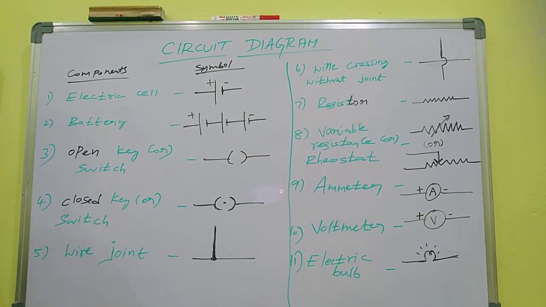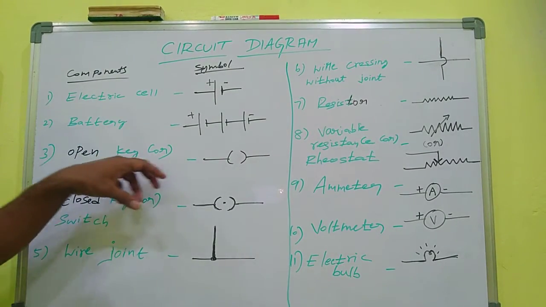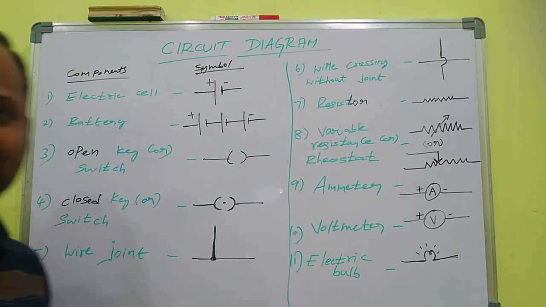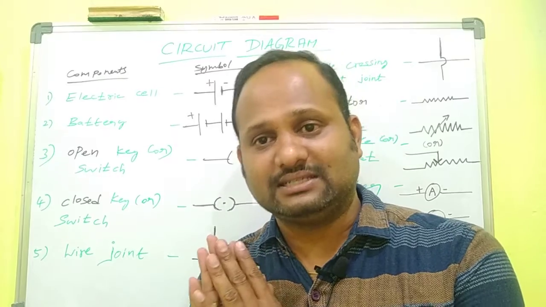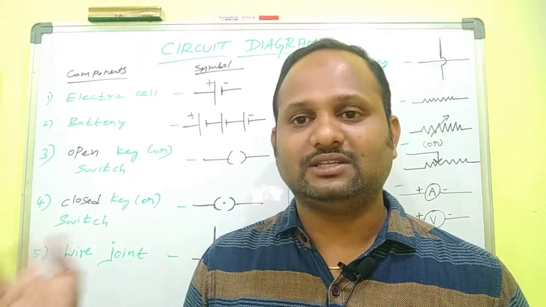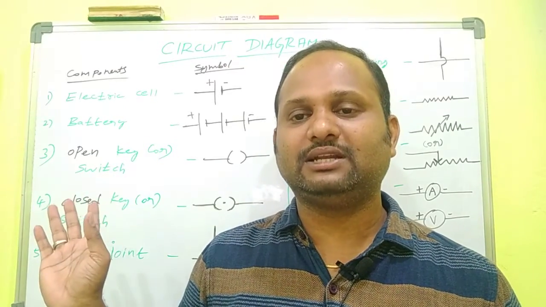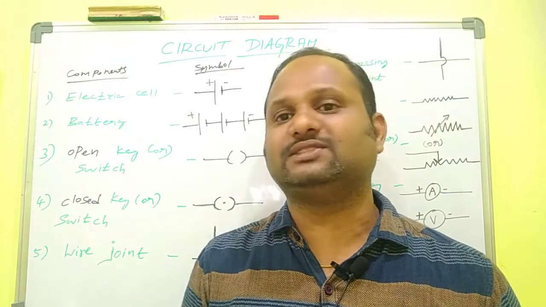So these are all symbols related to components. If you have knowledge of the symbols of these components, you can easily draw the circuit diagram. So it is necessary to learn the symbols of this type of components, then only you can draw the circuit diagram. Symbols are most important. It will be very useful when you study higher class physics also.